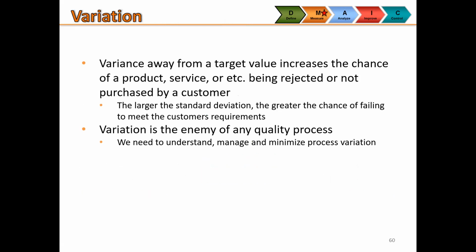Variation is variance away from a target value, which increases the chance of a product, service, etc. being rejected or not purchased. Variation is the enemy of any quality process. We're going to get into different types of variation, common causes and special causes, as we keep going, but that's the definition of variation.